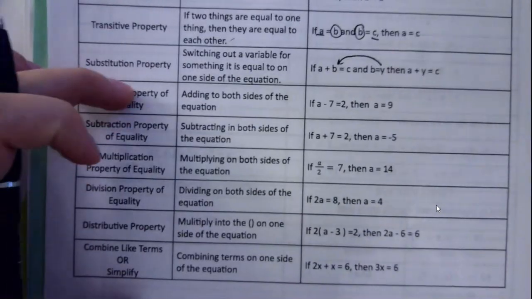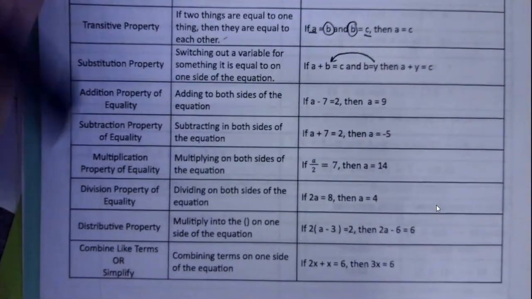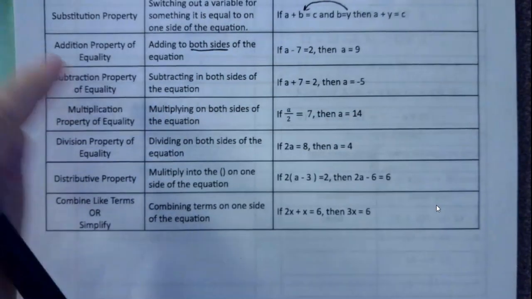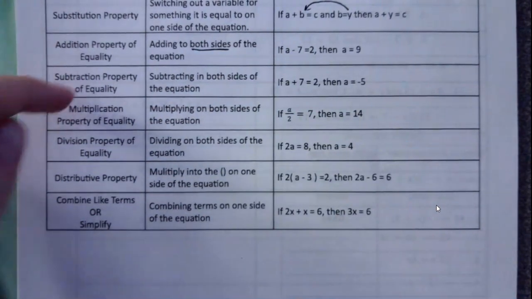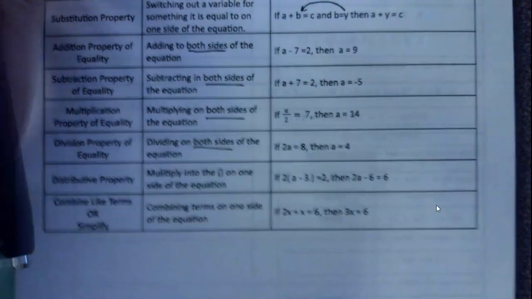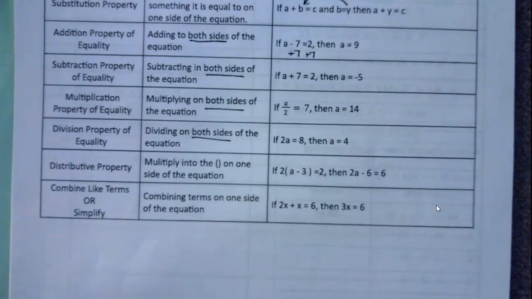This is the bulk of what we're going to actually talk about today. Adding both sides of the equation. That's the addition property. Notice addition, subtraction, multiplication, division. They're all both sides of the equation. So what's happening here? We have A minus 7 equals 2. Well, if I add 7 on both sides of that equal sign, I know that A equals 9. So that's why it's addition property.